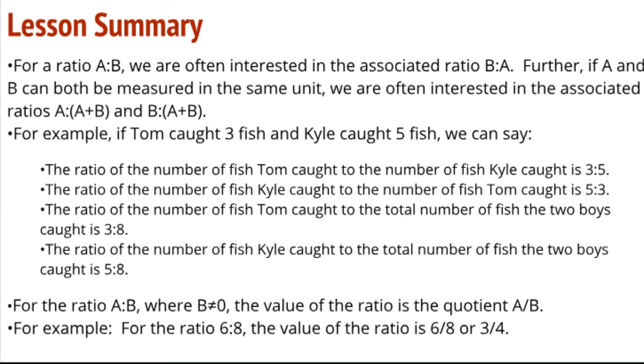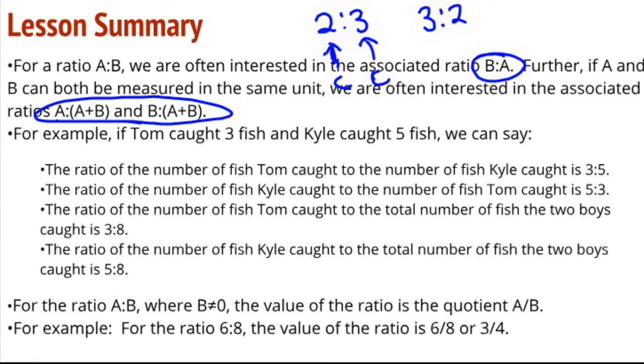Lesson summary, and this is very wordy here. For ratio A to B, we're often interested in the B to A. So if I know I've got 2 to 3, then I'm probably also interested in the 3 to 2. If A and B can be measured in the same unit, I can do some combining. So if this is 2 cups and this is 3 cups, now I have 5 cups. I can do some comparison. This is where I create my part to whole ratios. And then we've got some examples here.